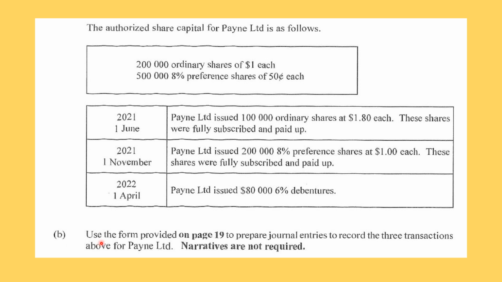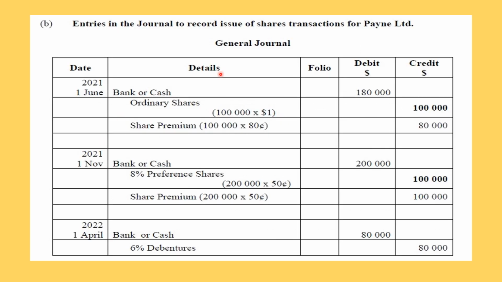Use the form provided on page 19 to prepare journal entries to record the three transactions above for Payne Limited. Narratives are not required. Now, you have three transactions, so you should make three separate journal entries. So let's see what the answer would look like. I have prepared an answer here.